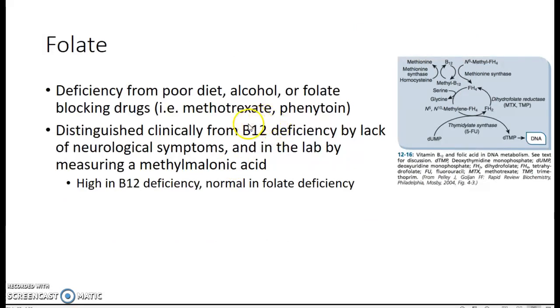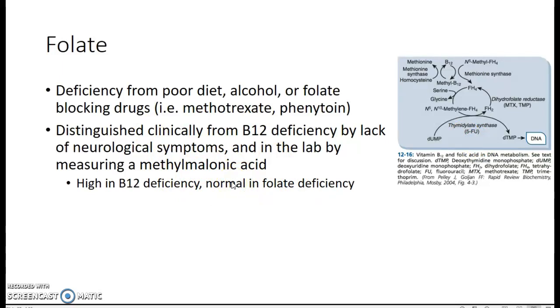Folate. So poor diet, alcoholism is going to be a big one. Folate blockers. So you can see this chart over here, where those come in. Dihydrofolate reductase inhibitors, so TMP, trimethoprim, and methotrexate are going to be those. And for folate deficiency, 5-FU, another chemotherapy drug.